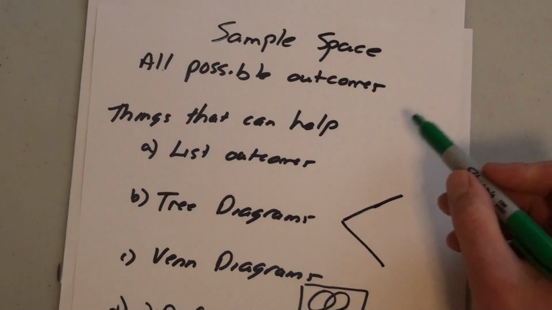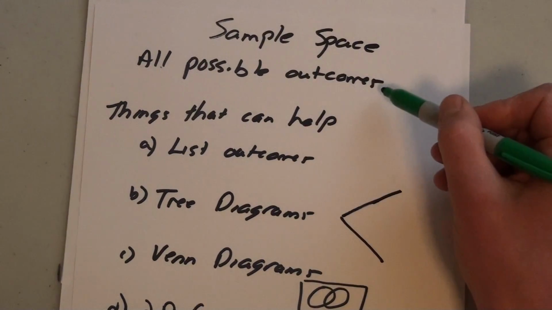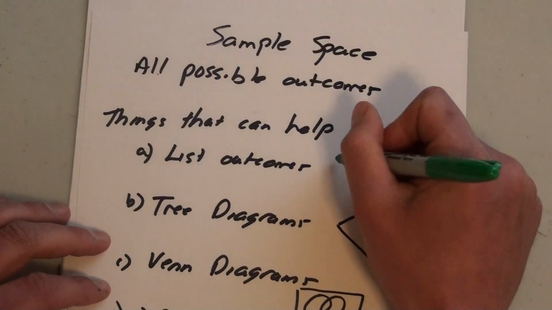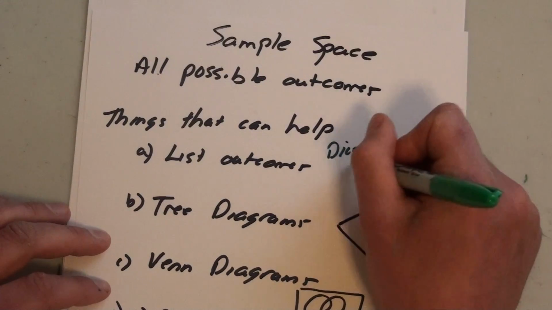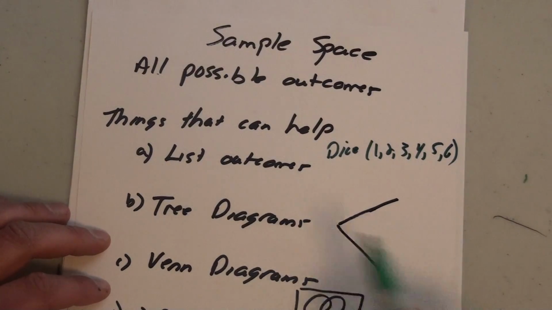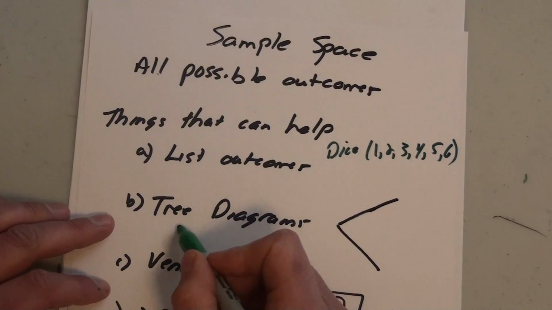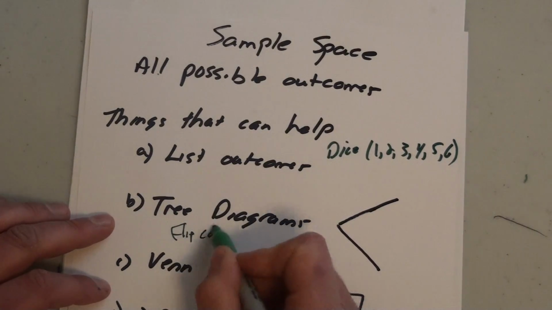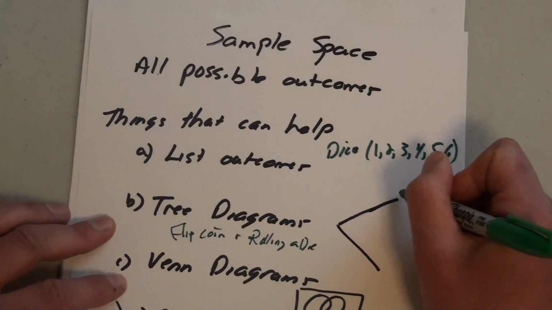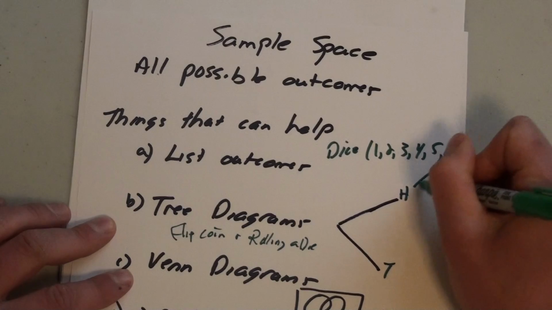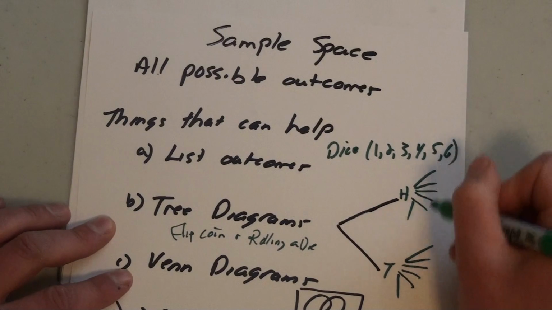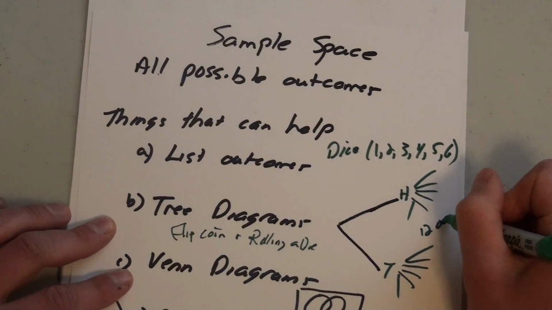The sample space, you have to calculate the sample space, which is all possible outcomes. Things that can help you do that are you can list the outcomes. So again, you're taking a dice. You're going to have 1, 2, 3, 4, 5, and 6. Those are all the possible outcomes. A tree diagram can help. Let's say I'm flipping a coin and I'm rolling a die. So I flip my coin, heads, tails, and then off of that, you have 1, 2, 3, 4, 5, 6. 1, 2, 3, 4, 5, 6. It gives me all possible scenarios, in which case there'll be 12 outcomes.